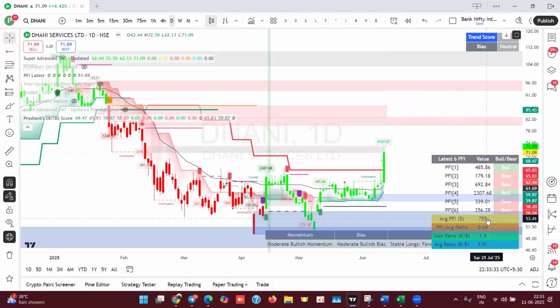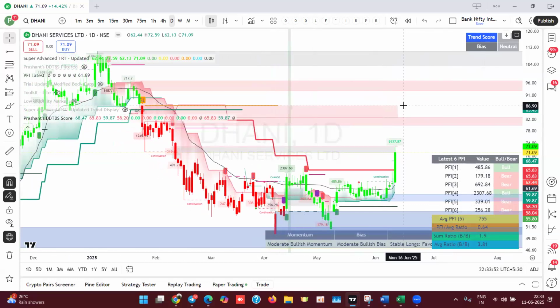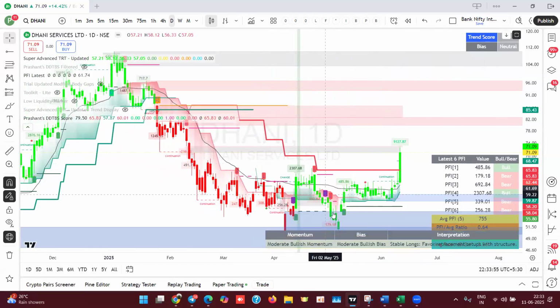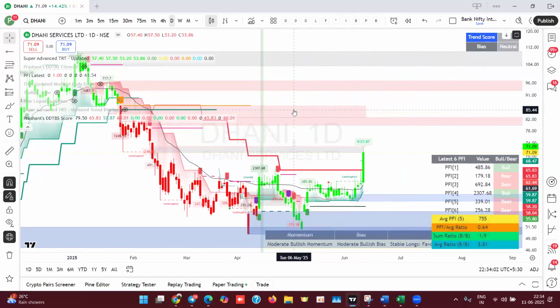Right now, average PFI is 755. If it is above 7,000, then it will be higher than 10 times. So if it is almost 3,700, 3,800, then we will have this kind of green band tomorrow. So Dhani looks good. It has given breakout retracement entry. Next breakout is happening. It may not come down for retracement entry now, and it may be a breakout stock for next few days or weeks. We'll have to check.